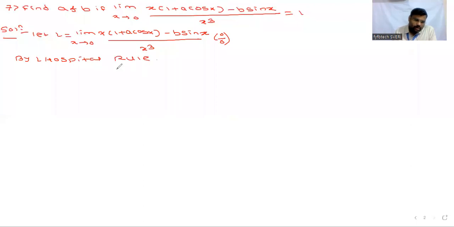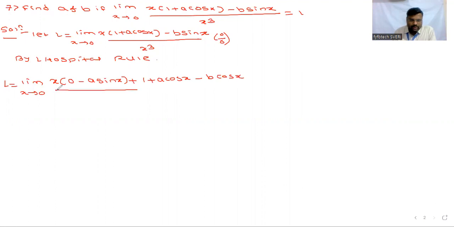The derivative of the numerator first of all. We use the u into v rule: x into derivative of the inside bracket, which is 0 − a sin x, plus (1 + a cos x) into derivative of x which is 1, minus b cos x, whole divided by derivative of x cube, which is 3x square. Again we put x equal to 0, cos 0 is 1, cos 0 is 1. How do you get the form?